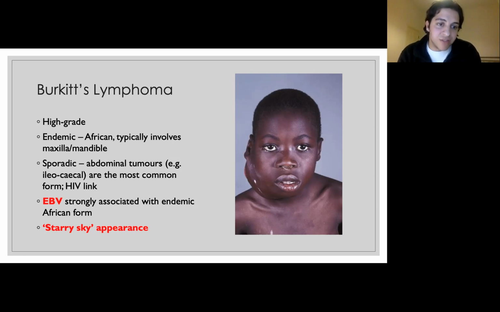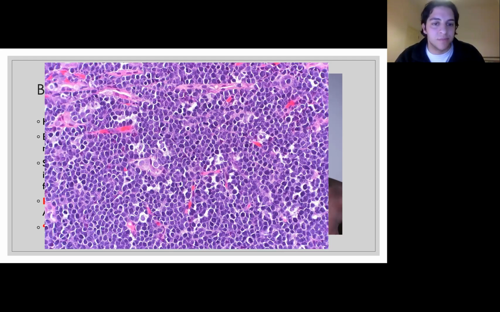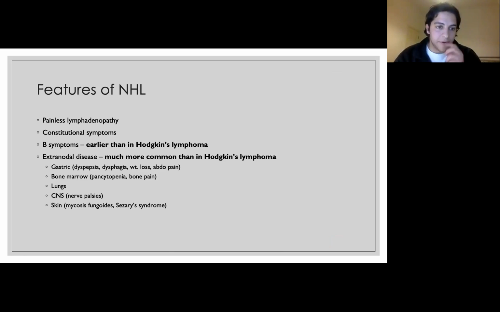EBV is also strongly associated with Burkitt's lymphoma, and a buzzword for Burkitt's lymphoma, if you see that on histology, there is a starry sky appearance, then it's Burkitt's lymphoma. So this is how they describe a starry sky appearance. I'll be honest, I'm not sure I can really see a starry sky there, but I'll leave that to your imagination.